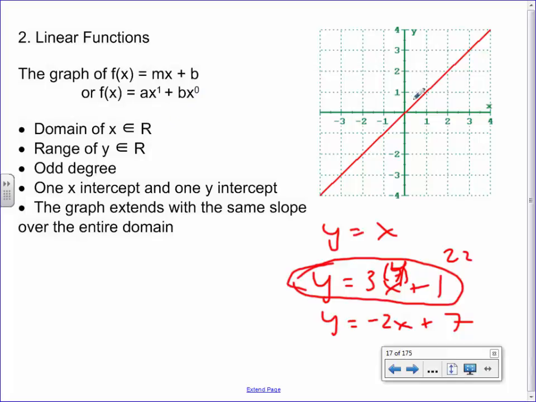And if you look at the graph, it covers all possible y values. Will it eventually equal 3? Yeah. Will it eventually equal negative 4? Yeah. So the domain and range is elements of the reals, but this is now an odd degree because x is now to the power of 1. And these ones always have one x-intercept and y-intercept. It's always going to cross the graph here and there. There's always one of each.